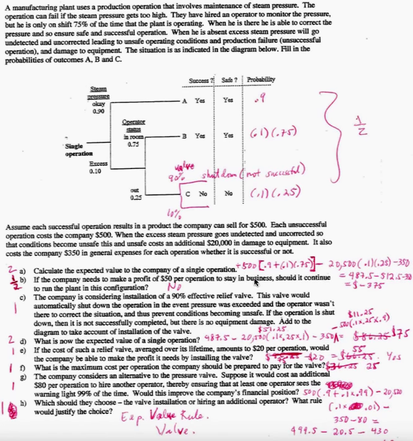So let's do the negative first. It's 20,500. Why 20,500? Well, it's 20,000 in damage to the equipment, and also $500 for each unsuccessful operation. So it's unsuccessful. So it's 20,500 times 0.1 times 0.25 times 0.1. So that's this branch right here, from there to there to there. That's what this represents, 0.1 times 0.25 times 0.1.